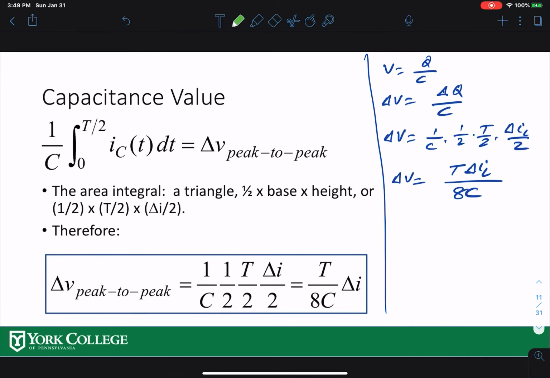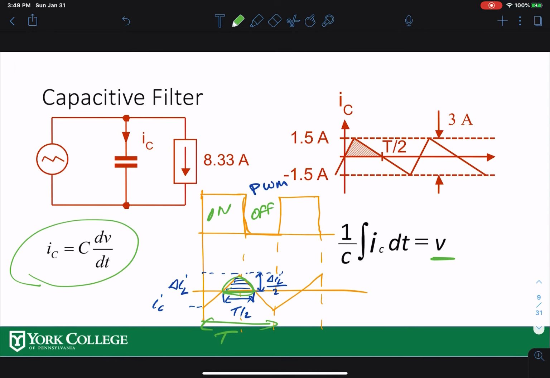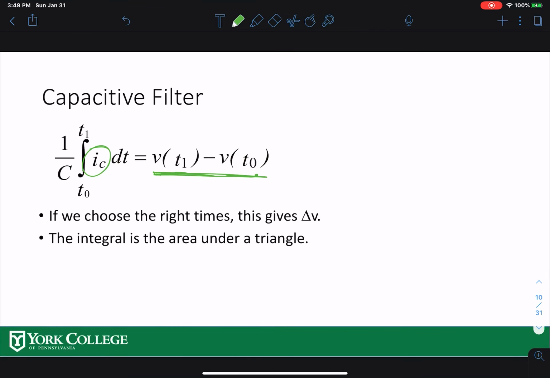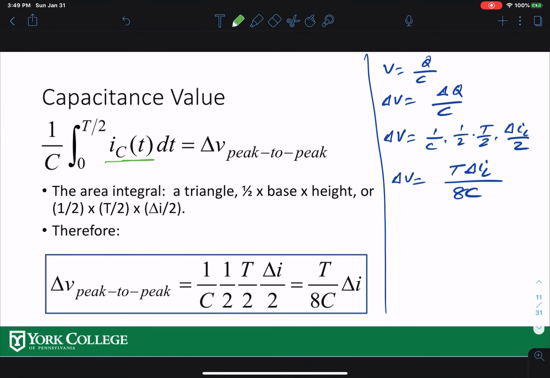If I integrate that, it would be that particular triangle. The triangle right here has base half T, and its height is delta IL over 2. So that is basically the area of the triangle, which will be half T, half IL over 2. That is the integration right here. Then 1 over C, that integration will give you the peak-to-peak capacitor voltage.